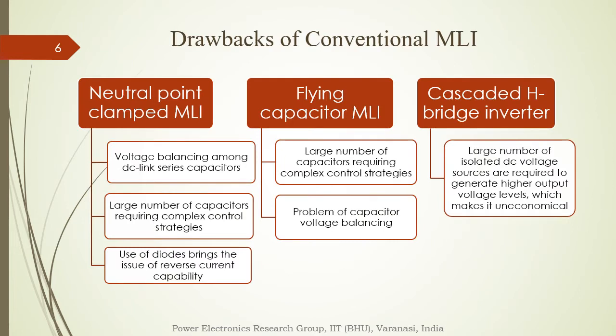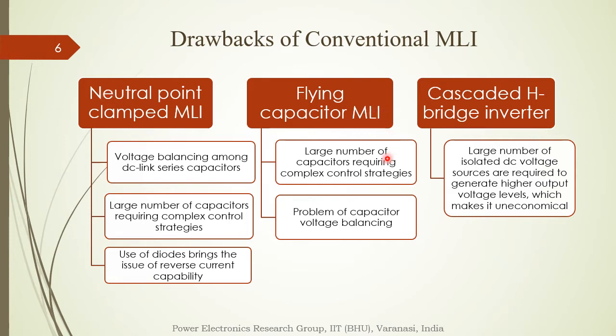And what are the drawbacks of conventional MLIs? In the neutral point or diode clamped, a larger number of diodes are present, which restricts the negative flow of current. So low power factor operation will be very difficult because reverse blockage of the power is obtained.